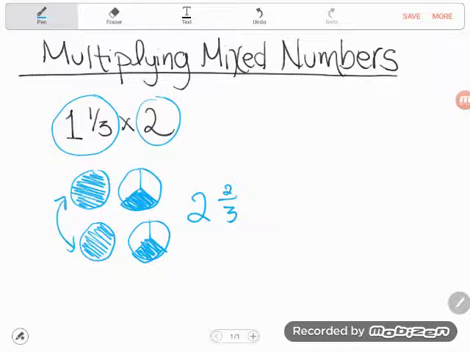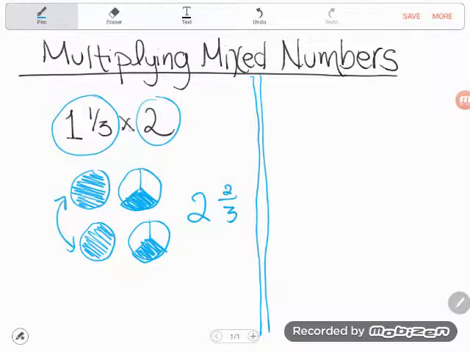Now, a lot of students who go to do this problem don't get 2 2/3, they get 1 2/3. So what's the problem? Well, the problem is that you're forgetting that multiplication passes out. Multiplication has always passed out. It will always pass out. Let me show you what I mean.